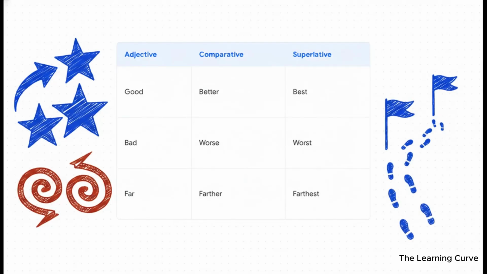Now for longer words, you typically add more or the most. But of course, you've just got to memorize the rebellious intermediate exceptions. Good never becomes gooder, right? It becomes better and then the best. Bad becomes worse and then the worst.